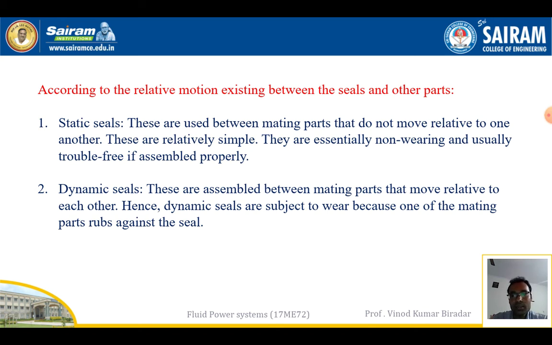Dynamic seals are used where there are movable mating parts. These are assembled between mating parts that move relative to each other, moving from one system to another. In such conditions we use dynamic seals. Hence, dynamic seals are subject to wear because one of the mating parts rubs against the seal. There is a chance of wear because the two parts are continuously rubbing each other, so there is a chance of damaging the parts. This is the main difference between static seal and dynamic seal.